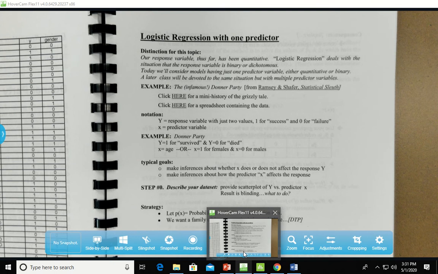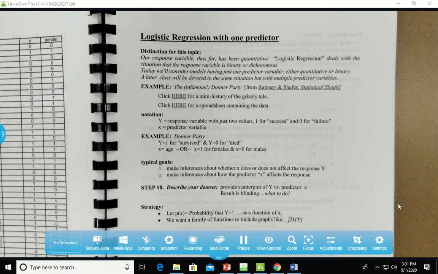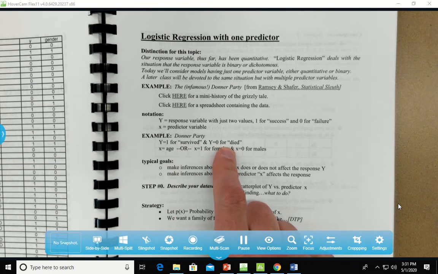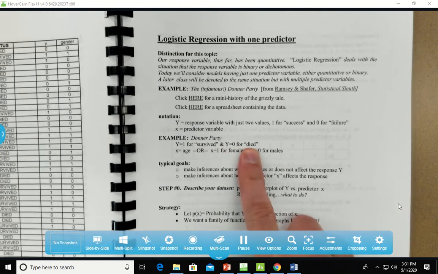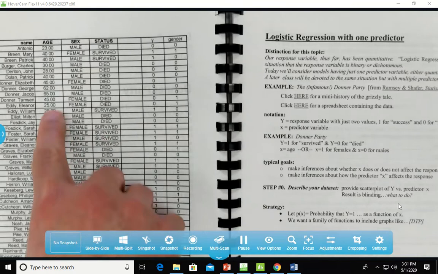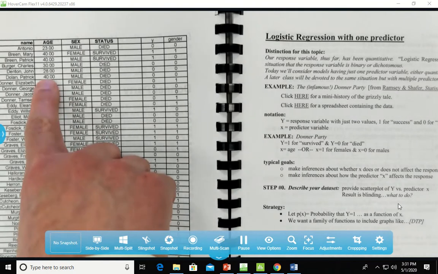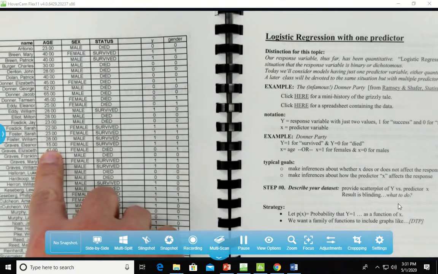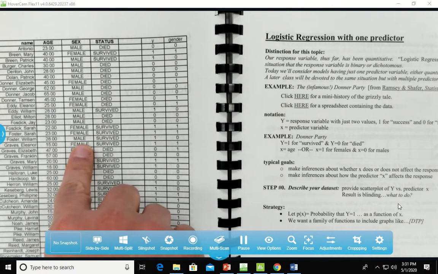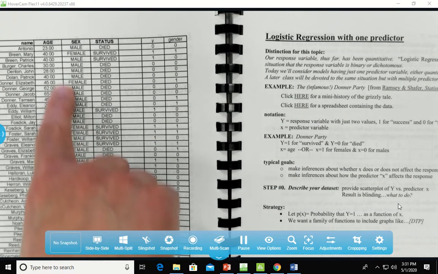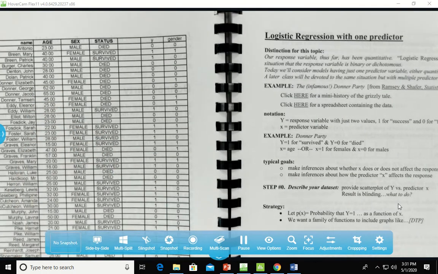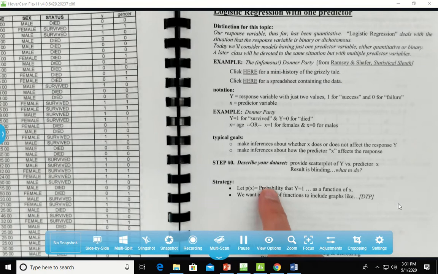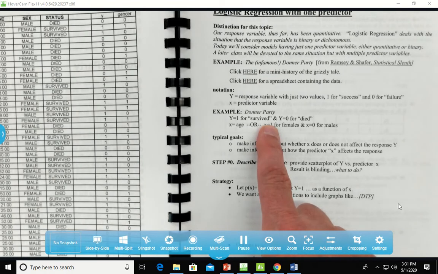Again, we're looking at the Donner Party example, where you either survived or you died, and we have the data over here that helps us determine whether age was a good predictor of whether you lived or died, or your sex. And maybe we could then predict whether other people with different ages lived or not. So we can't really fit a line to just those two points. We need to do something else.